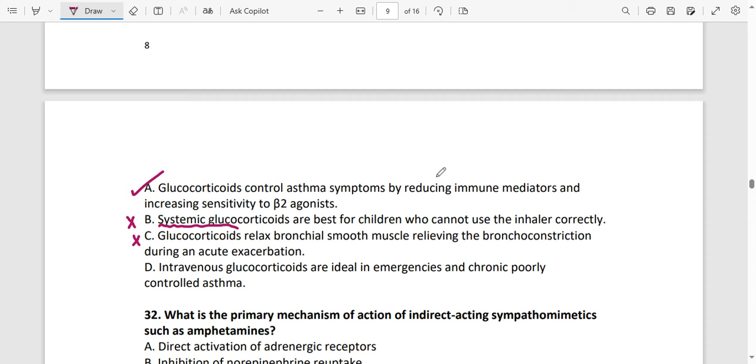And what it does is that if you reduce the immune mediators, there is not going to be any sensitization of the mast cells. There will be no release of histamine and there will be no constriction. Not that they themselves are going to do anything on the smooth muscles. And then D, IV glucocorticoids are ideal in emergency and chronic poorly controlled asthma. Now, it's not the IV. In emergency situations, what you use mostly is actually the ones that you are inhaling, not the IV. Those are not ideal in emergency and chronic poorly controlled asthma.